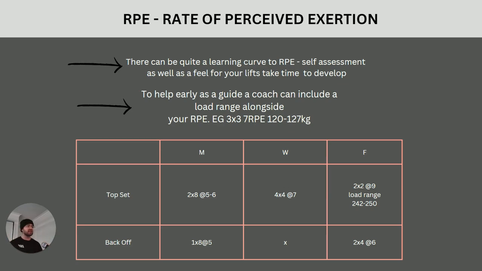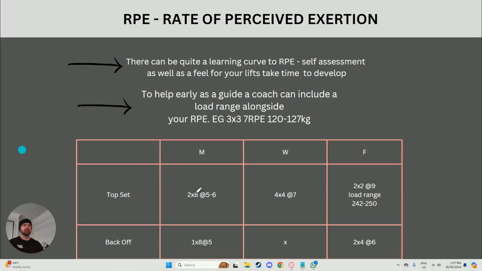I just want to show you guys how I rip that out. So if you see it, you can understand it in your programming. And then we're going to go into the different types of strategies that we actually use. So Monday, Wednesday, Friday, let's say we're doing squats. Starting off with 2 sets of 8 out of 5 to 6 RPE the first day. Back off, so underneath here, 1 set of 8 out of 5 RPE.